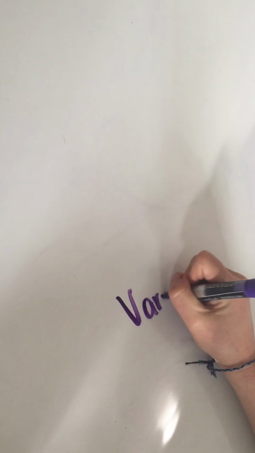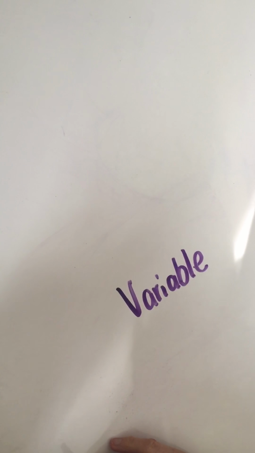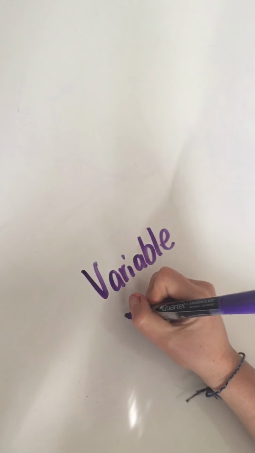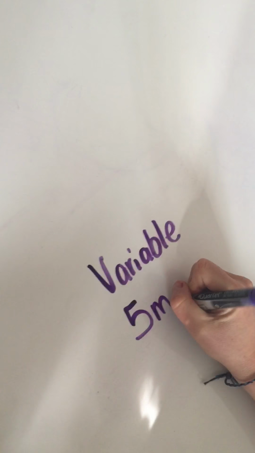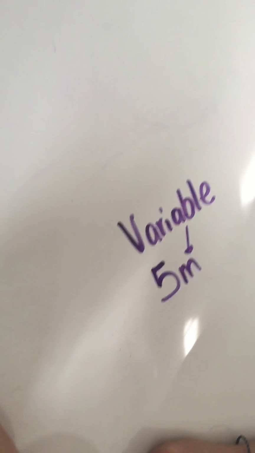Variables are unknown letters. So if you don't know what a value is, you can use a variable, which is usually a letter of the alphabet. So 5m, the variable would be m, because we don't know what m is yet.